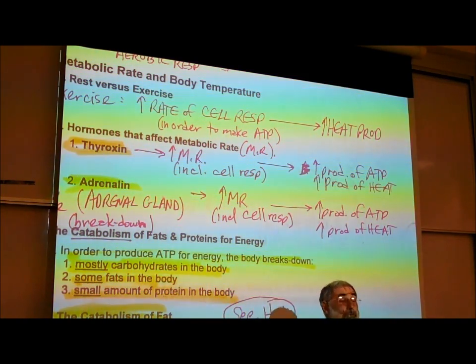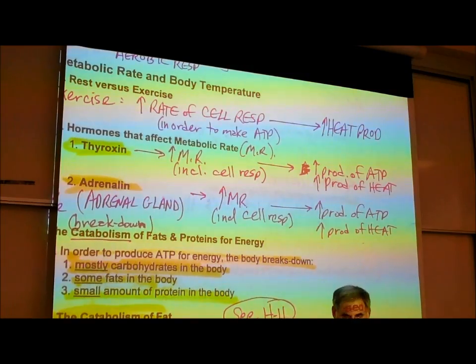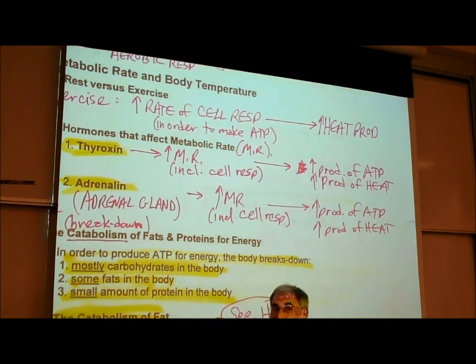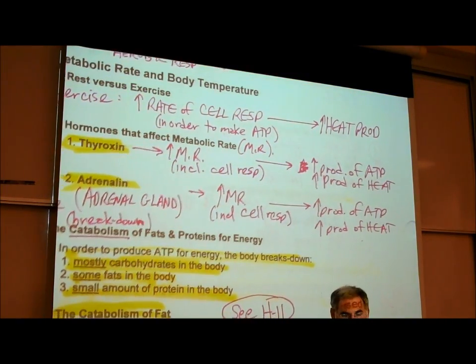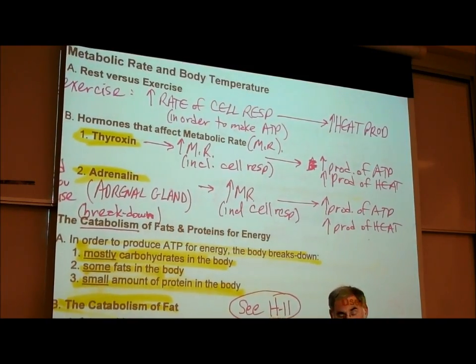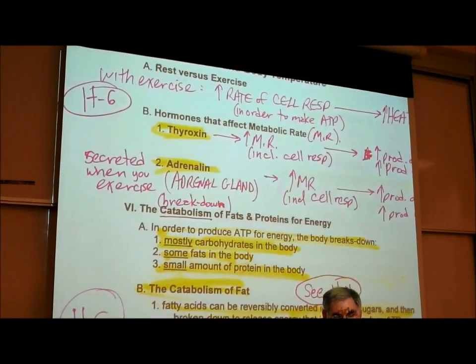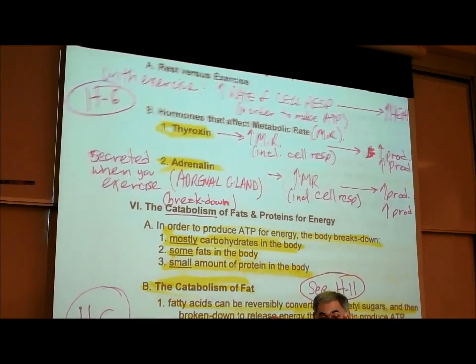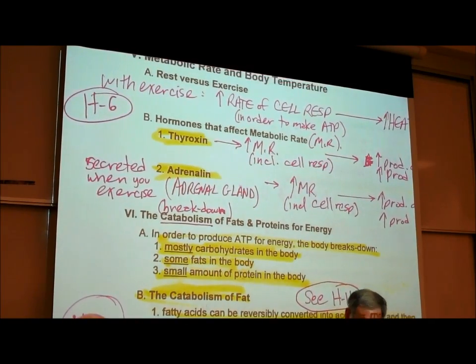All right? We talked about this way back in section C. We're just pointing out again how thyroxine hormone levels affect energy production and heat production. The second hormone that we've all heard of is adrenaline.